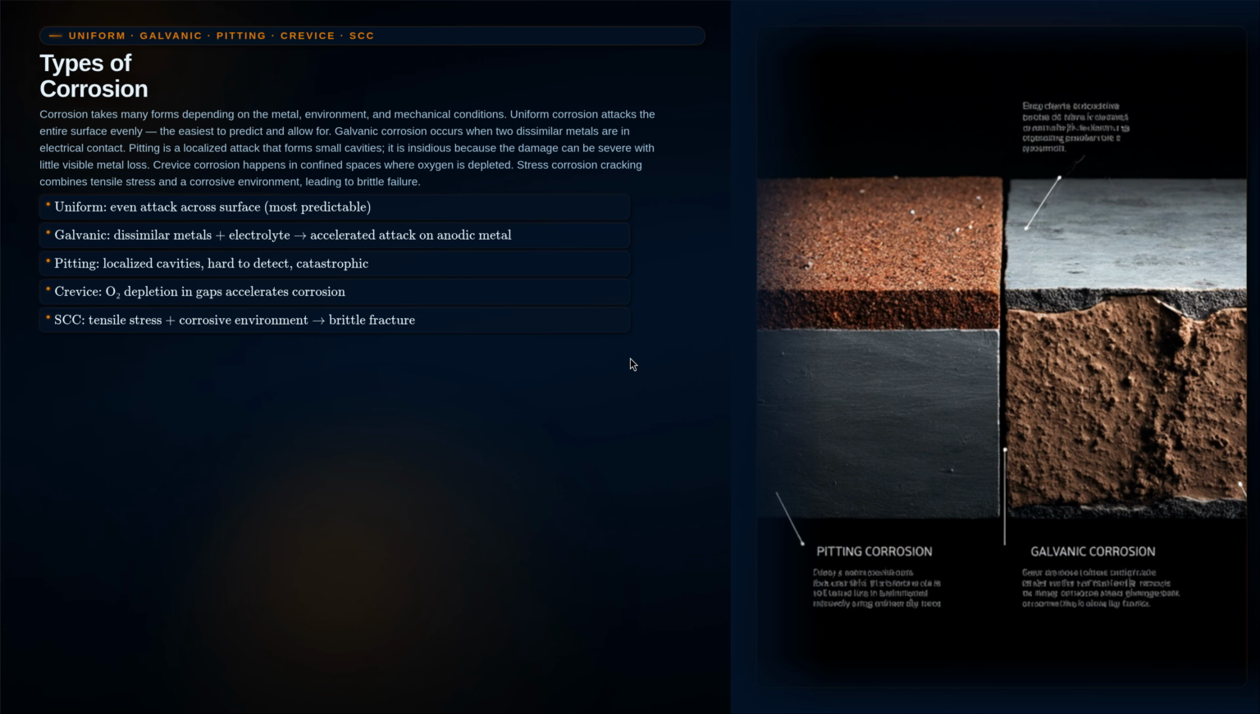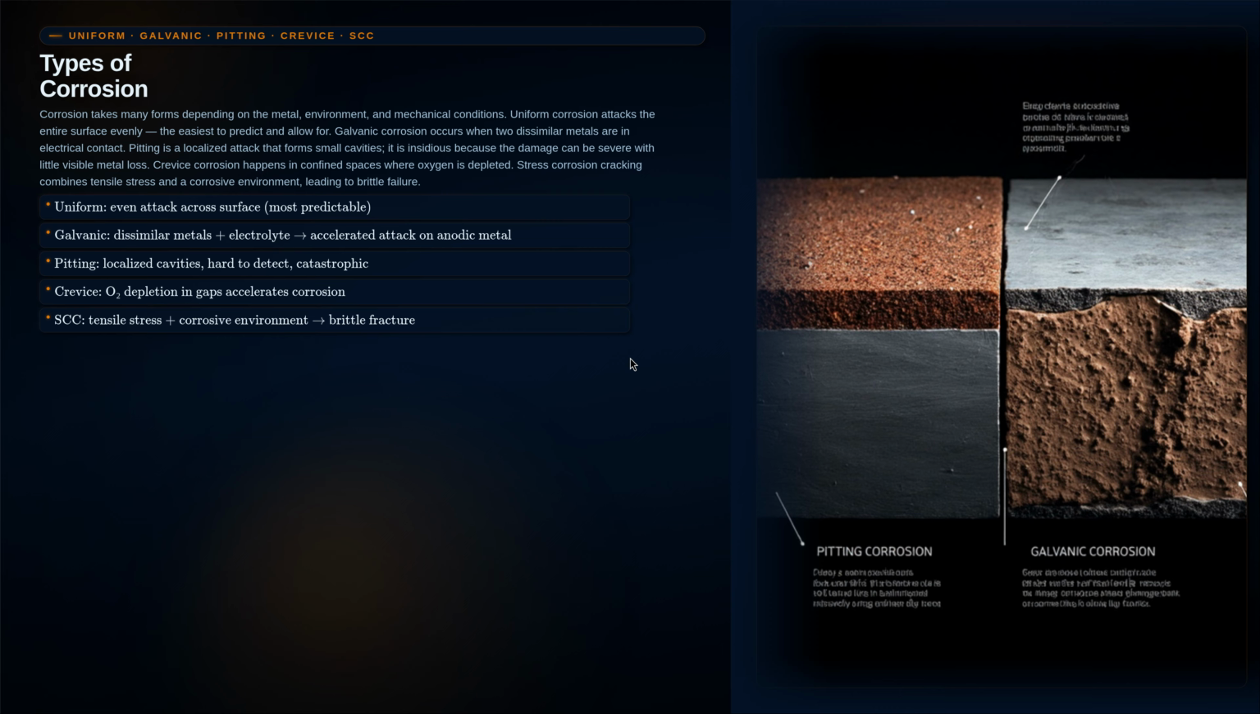Uniform corrosion attacks the entire surface evenly. It is the easiest to predict and allow for. Galvanic corrosion occurs when two dissimilar metals are in electrical contact in an electrolyte. Pitting is a localized attack that forms small cavities. It is insidious because the damage can be severe with little visible metal loss.